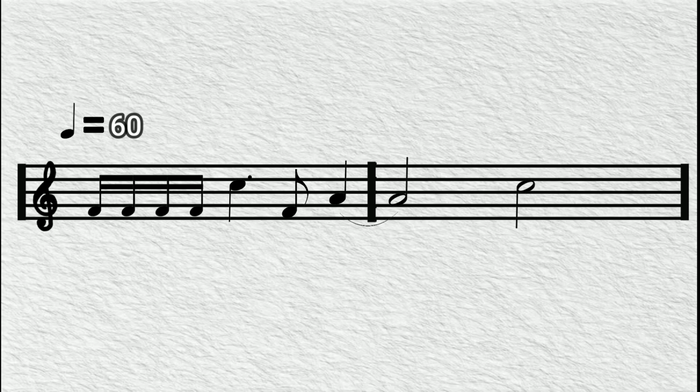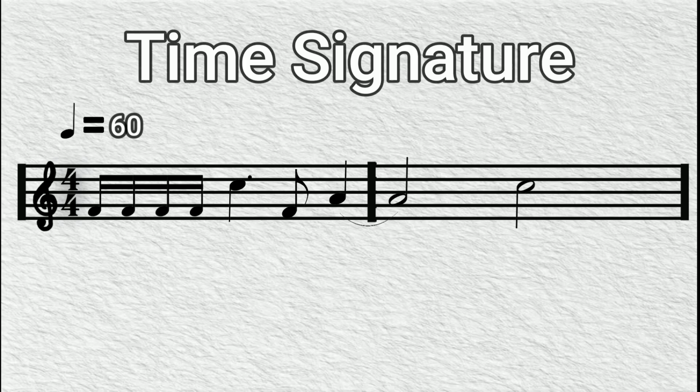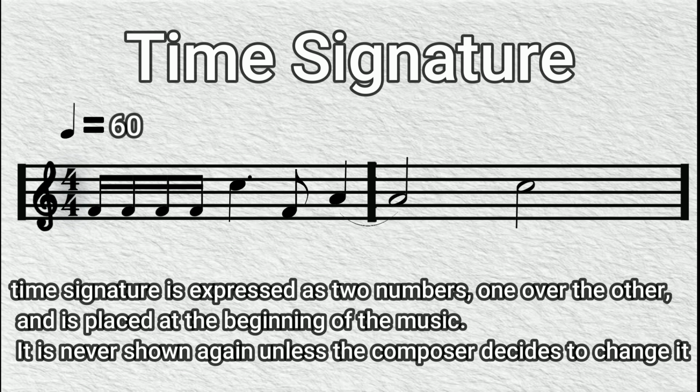In the notation of music, the composer usually indicates to the performer how the durations and beats are organized into measures by using a meter signature or time signature. Time signature is expressed as two numbers, one over the other, and is placed at the beginning of the music. It's never shown again unless the composer decides to change it, and that's how it looks.